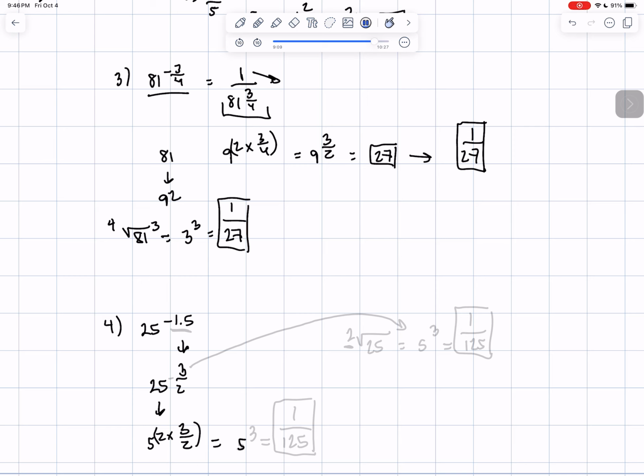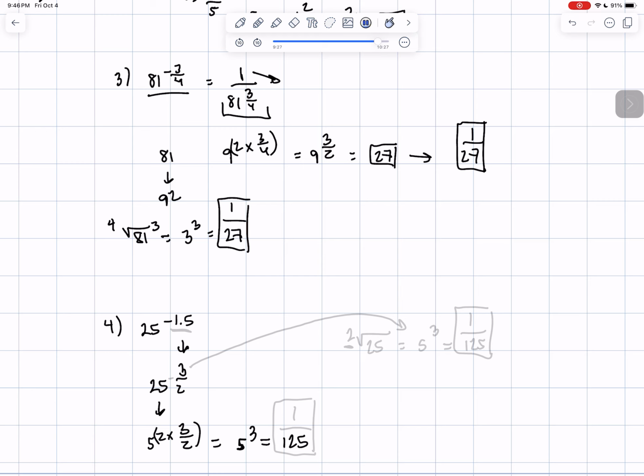So you can see after a while, you start to get used to it the more you practice. So if you're still not getting these, just practice over and over and over. It'll really help you to process. So you get 5 to the 3rd. Well, 5 to the 3rd is what? It's 125.